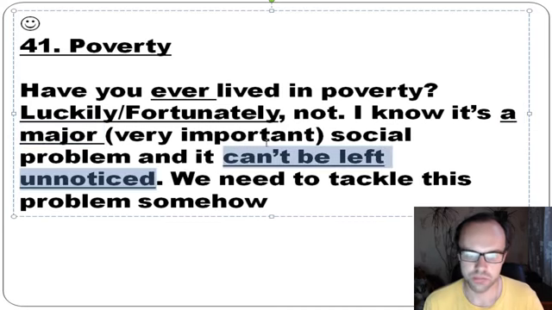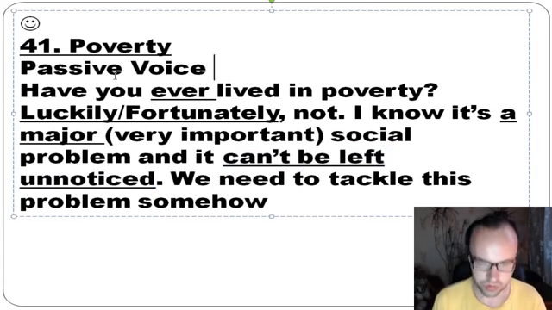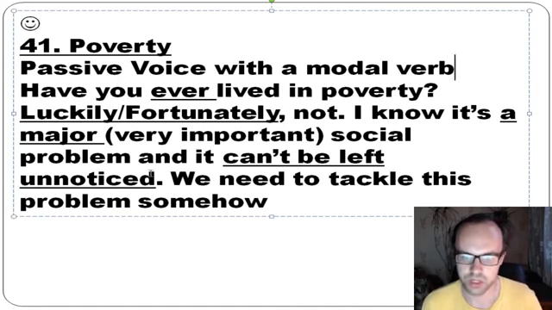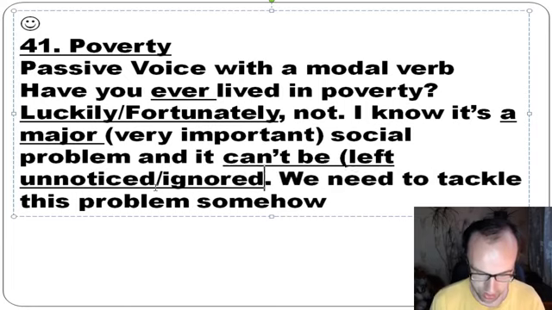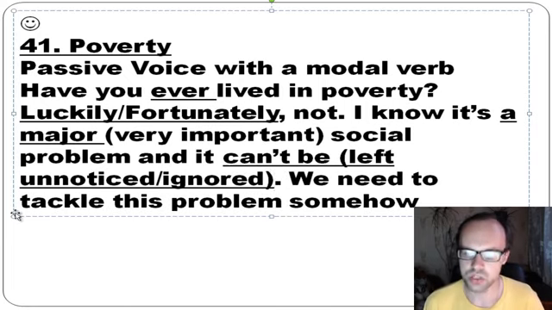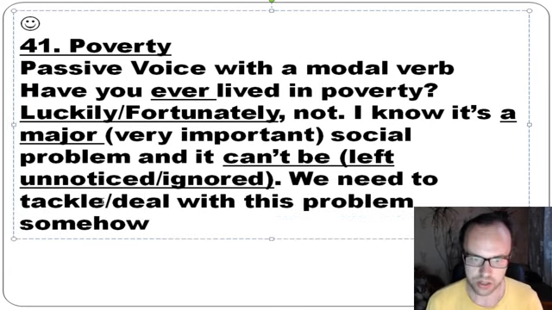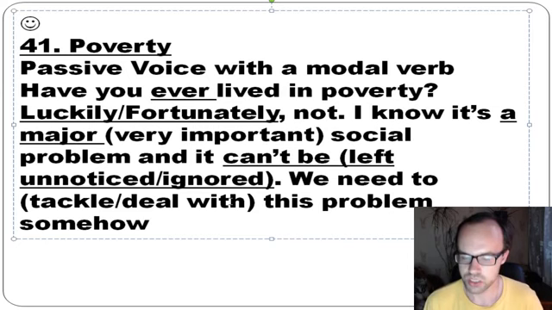So what is it? It's passive voice with a modal verb. Can't be plus the third form or past participle, left unnoticed. Left unnoticed means that it can't be ignored. So you can say it can't be left unnoticed or it can't be ignored. So you need to pay attention to it. We need to tackle this problem somehow. Tackle means deal with. So you need to deal with this problem somehow.